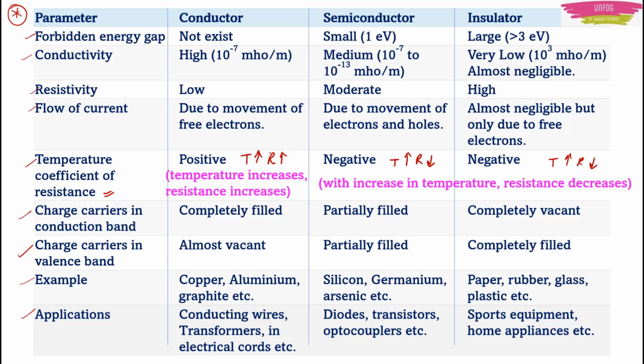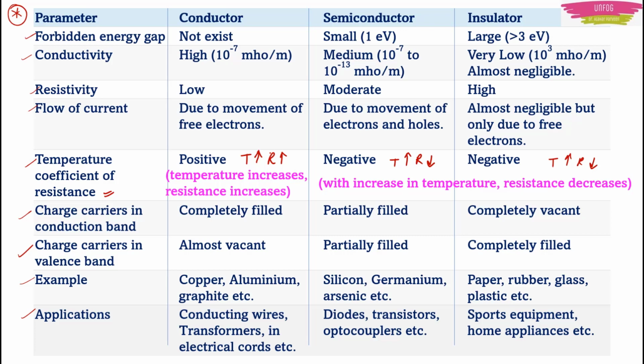Now let's have a look at this table. See, as I told you, in conductor there is no forbidden energy gap. In semiconductor it is very small when compared to insulators. It is around 1 eV. And in insulator, the conduction band and the valence band are very far away. That means the forbidden energy gap is more, that is greater than 3 eV.